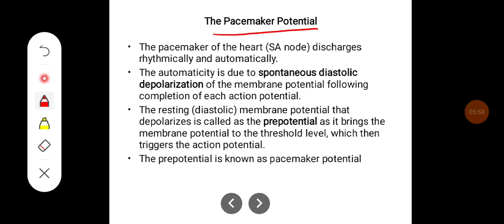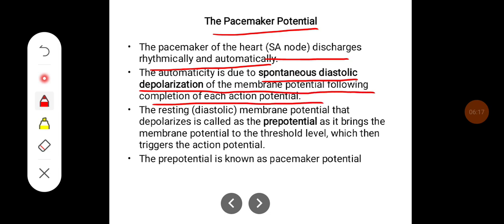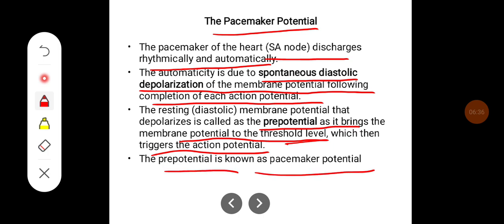So the pacemaker potential: the pacemaker of the heart, that is the SA node, discharges rhythmically and automatically, as we know. The automaticity is due to the spontaneous diastolic depolarization of the membrane potential following completion of each action potential. The resting or diastolic membrane potential that depolarizes is called prepotential, as it brings the membrane potential towards the threshold level, which then triggers the action potential. So the prepotential is also known as pacemaker potential.